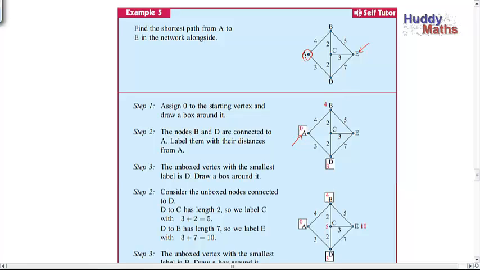Now you go to the next node. So this is B and this is D. They are the next ones. And you label them with their distances, 4 and 3.